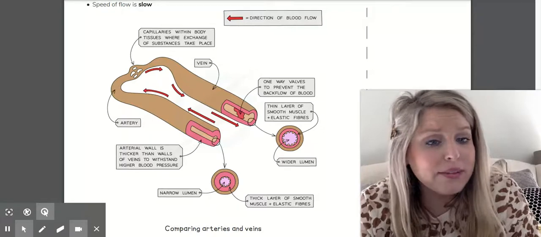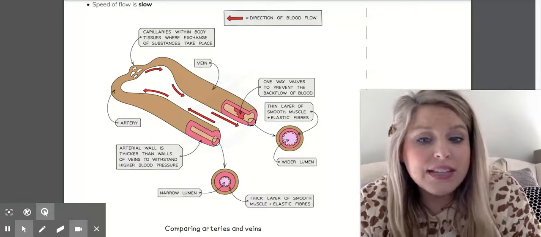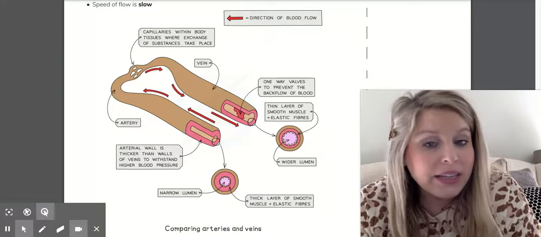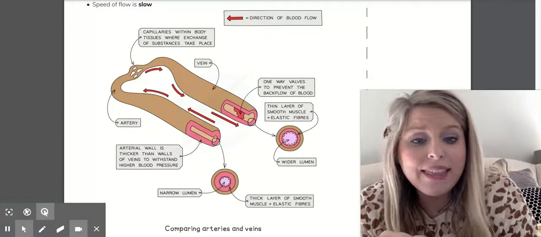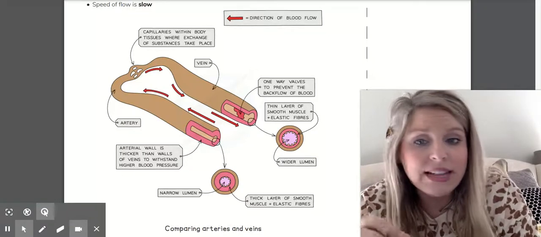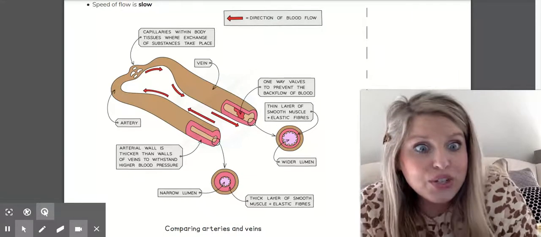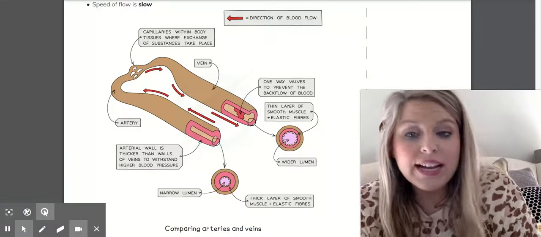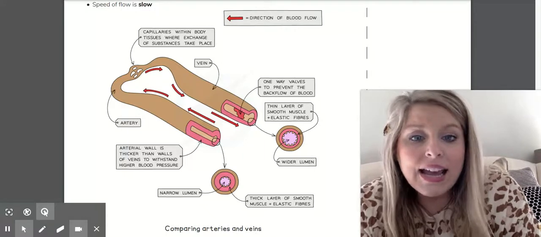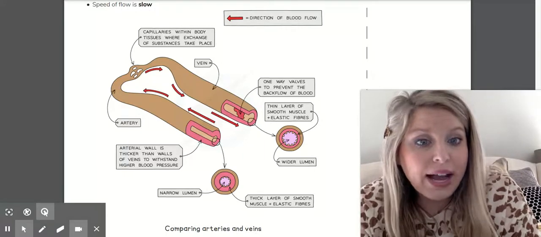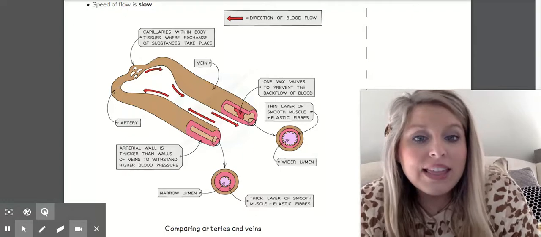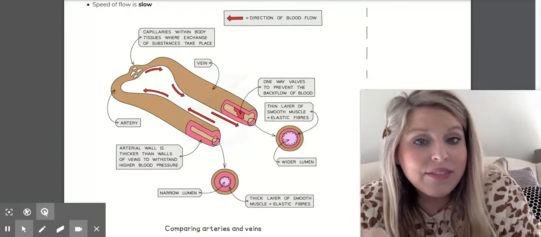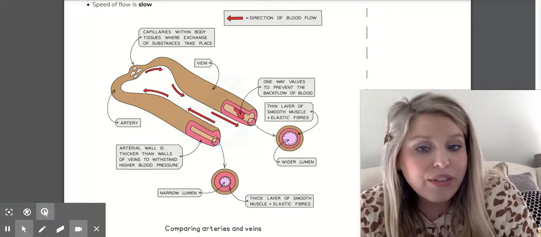So right here we have a depiction of an artery. You can see the very narrow opening. That lightest pink color would be the opening, or the lumen. It is surrounded by a thick layer of smooth muscle and those elastic fibers, because that pressure is so high in an artery that it has to be able to withstand that. And then you have valves over here, a very wide opening. So that lightest color is the lumen, the opening. Very thin layer of smooth muscle. And then if you'll notice, veins have the valves, and those prevent the backflow of blood.